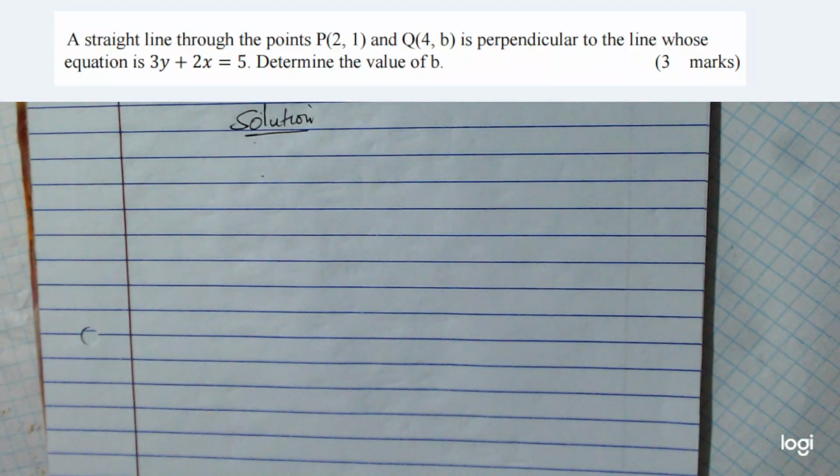A straight line through the points P(2,1) and Q(4,b) is perpendicular to the line whose equation is 3y + 2x = 5. Determine the value of b. Let's go to the solution.